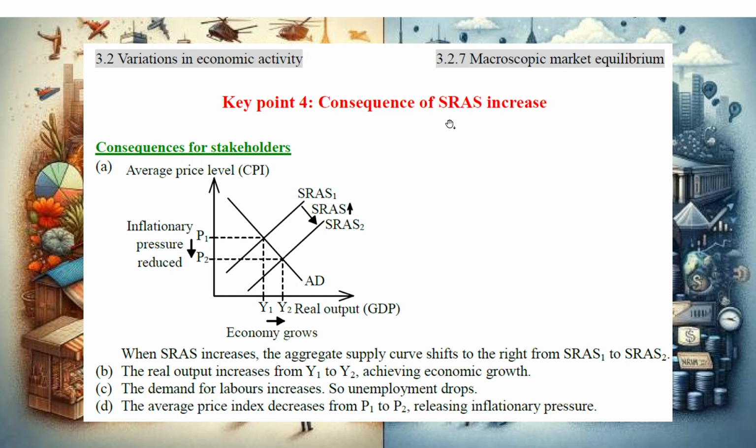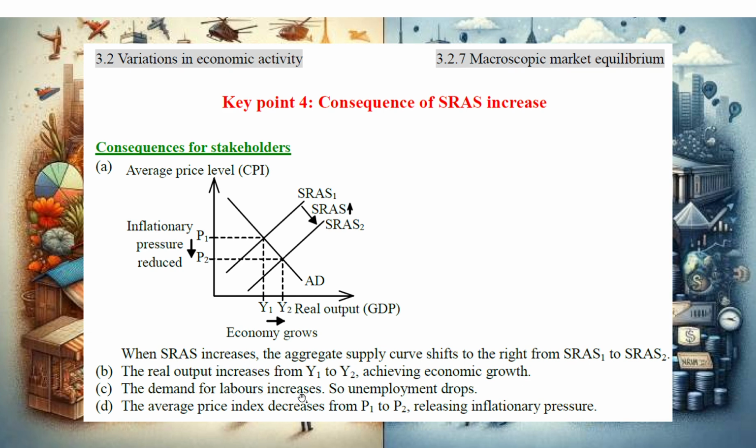And the other two is a consequence of SRAS increases, okay. So look at the graph, one reason for the SRAS to increase is a decrease of the cost of factor production, maybe due to the appreciation of the local currency, okay. When SRAS increases, the aggregate supply curve will shift to the right from SRAS1 to SRAS2, okay. Higher aggregate supply, so the real output increases from Y1 to Y2, achieving economic growth.